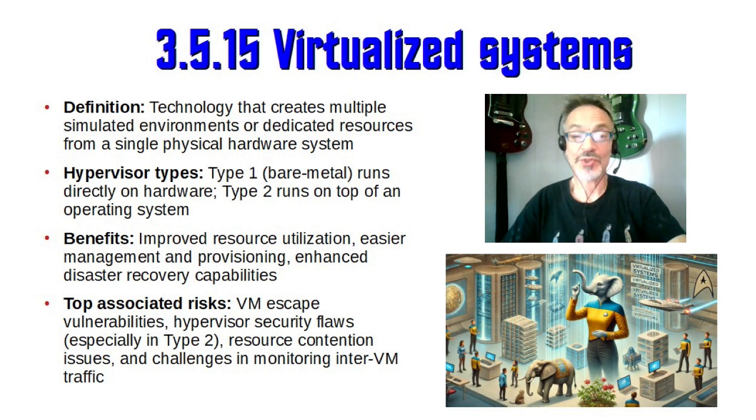3.5.15 Virtualized Systems. Definition: virtualization is a technology that creates multiple simulated environments or dedicated resources from a single physical hardware system. Now, the hypervisor types: type 1 is sometimes called bare metal, runs directly on the hardware without the need for a host operating system.